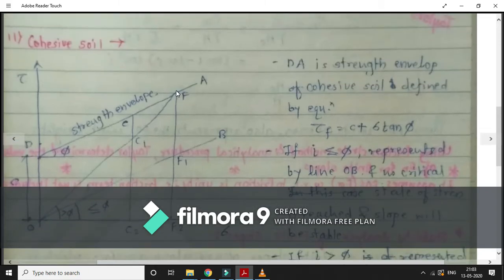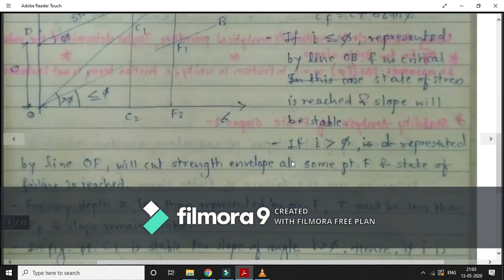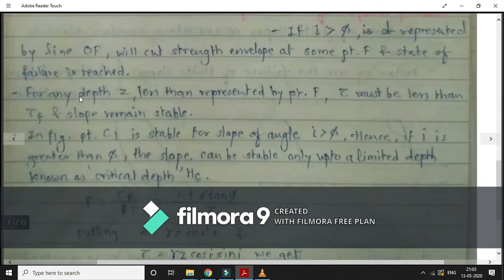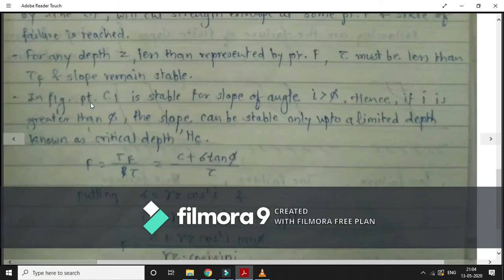So this is the point where you can say tau F divided by tau, the factor of safety, is equal to 1, and this will be the critical stage. Okay. For any depth z less than that represented by point F, tau must be less than tau F and the slope will remain stable. So that is the same point I have told already. So we are going to calculate the factor of safety for the points below F. Okay. So in the figure, point C1 is stable for the slope of angle i greater than phi.